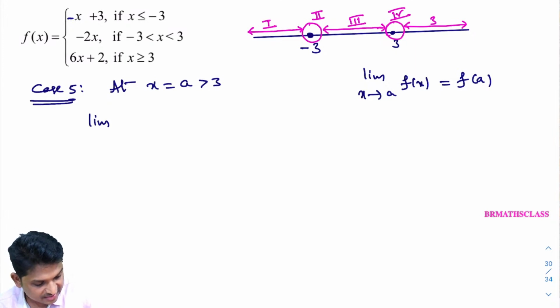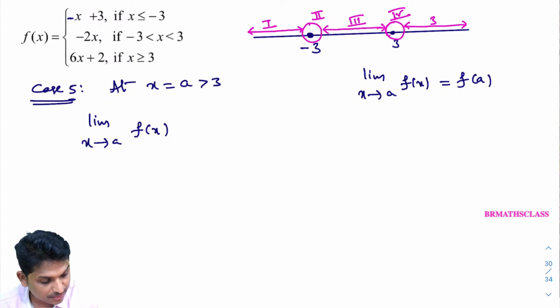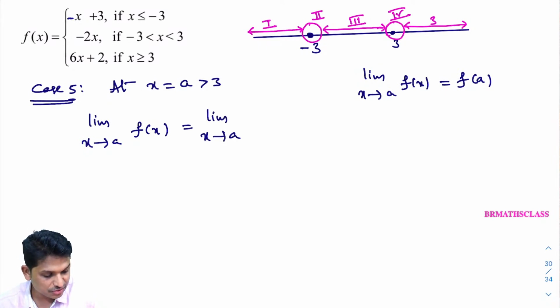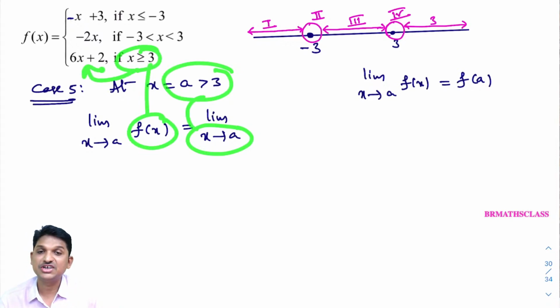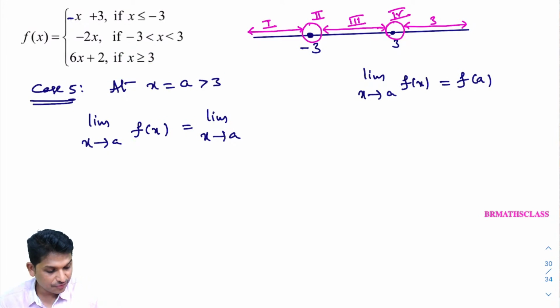Limit x approaches a, f of x. I'm calculating this. Here x approaches a, that equals limit x approaches a, where a value is greater than 3. Then which function to choose? When a value is greater than 3, we need to choose this function, 6x plus 2. Correct? So here f of x is 6x plus 2.